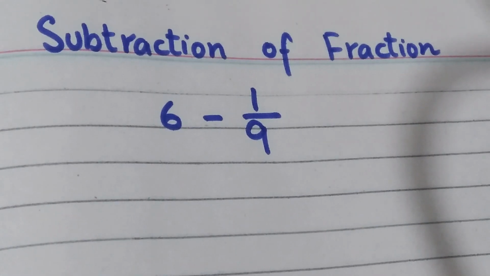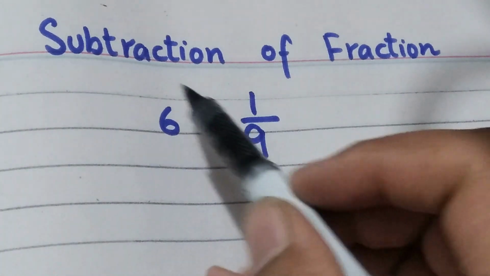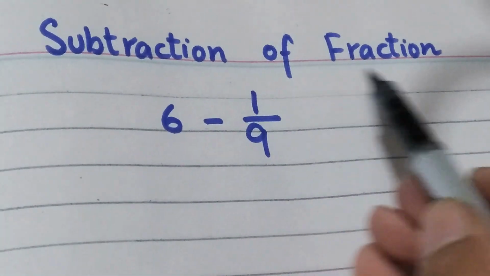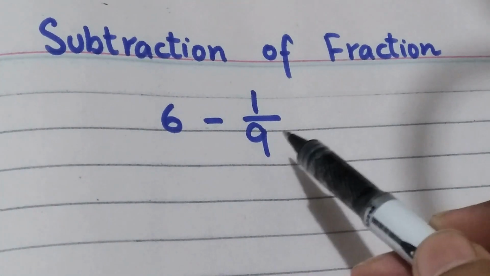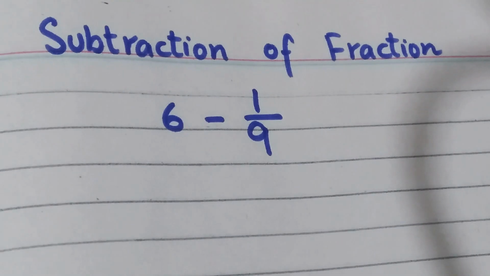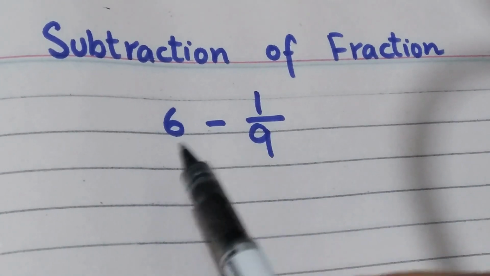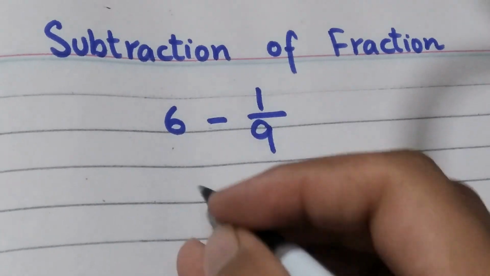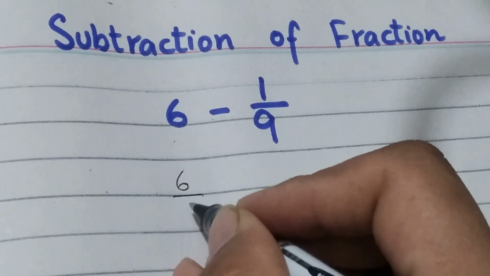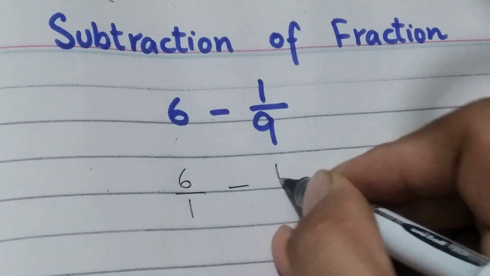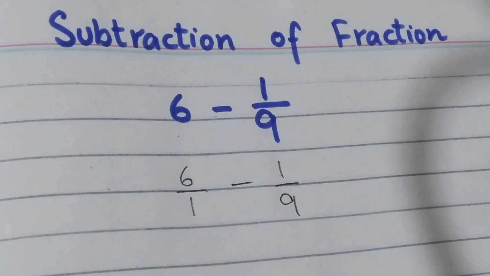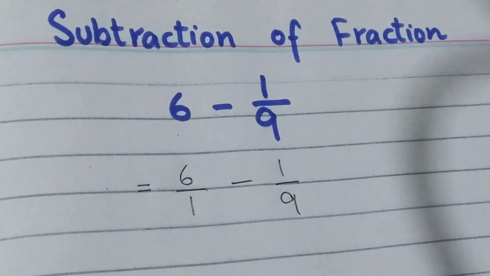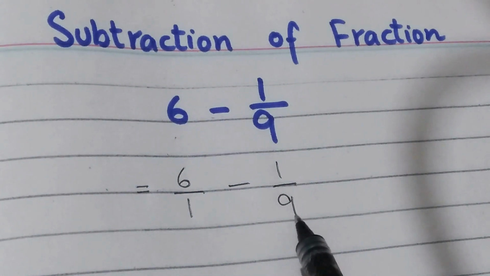Look how simple addition is. Now I will tell you about subtraction of fractions, how we will subtract a fraction. Here is also the same situation. There is no denominator of 6. Firstly, we will write here 6 by 1 minus 1 by 9. Equal sign.